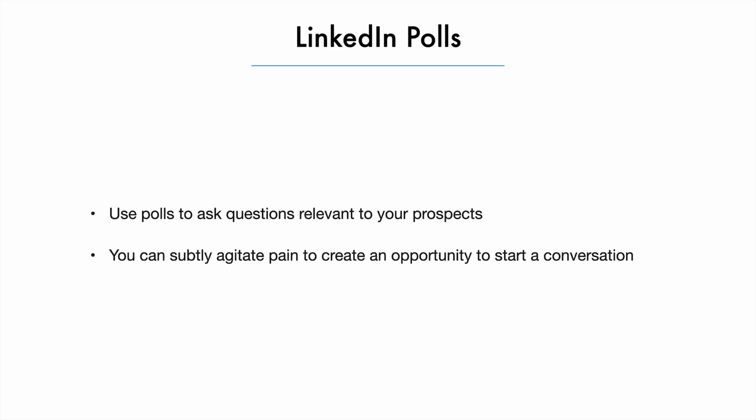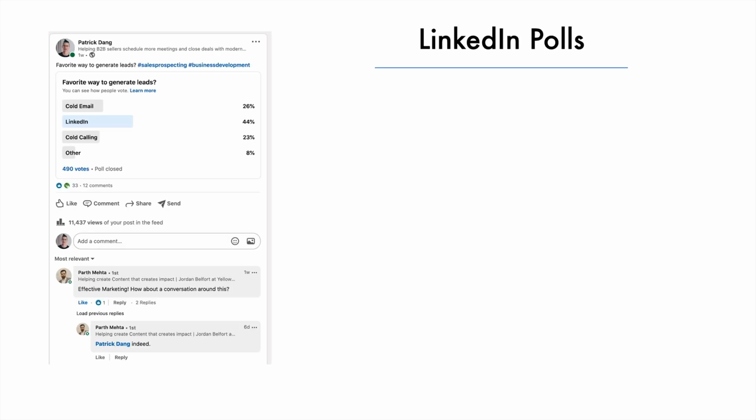Of course, you can just do random polls and get people to vote and talk, but I find that if you're going to do it, you might as well talk about a pain and create an opportunity to start a conversation. So I'll give you an example. A LinkedIn poll that I did a week ago, I just said, hey, favorite way to generate leads, then used the hashtags, and then I put in some options like cold email, LinkedIn, cold calling, other, right?